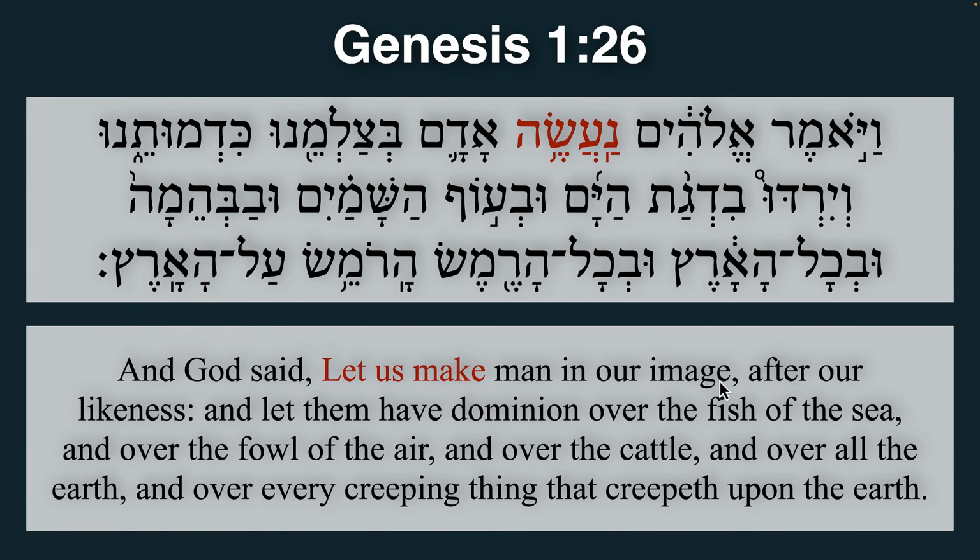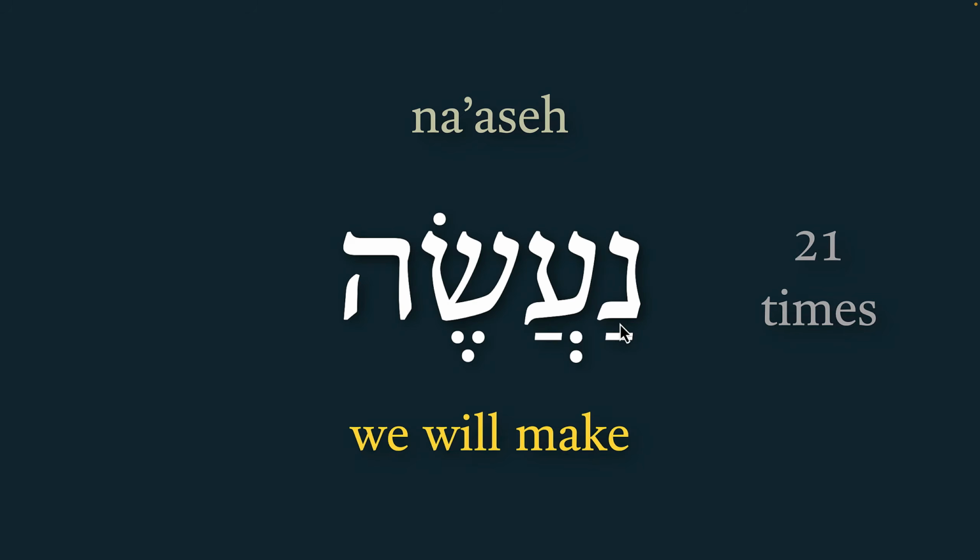One more form in Genesis chapter 1 verse 26 where we read, Vayomer Elohim na'aseh adam betsalmenu kidmutenu. And God said, let us make man in our image after our likeness. What is translated as let us make is coming from this verb na'aseh. Na'aseh means we shall make or we will make. It occurs 21 times. It's we because it's in the plural.